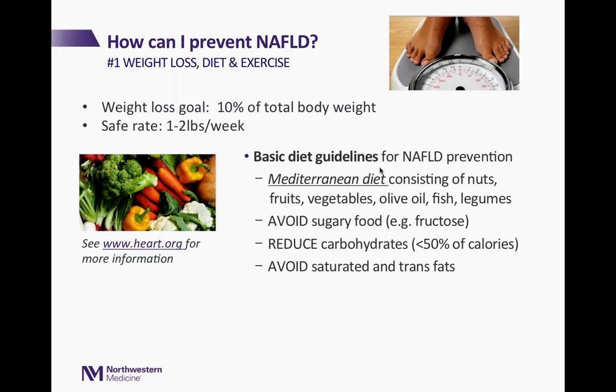You want to avoid sugary foods. There's been a lot of studies that have been done looking at fructose or high fructose corn syrup, things that we find a lot in our American processed food, soft drinks and sugar sweetened beverages. Those things have been linked to a higher risk of not just getting fat in your liver, but the more severe forms like NASH. You also want to try to reduce your carbohydrate intake.